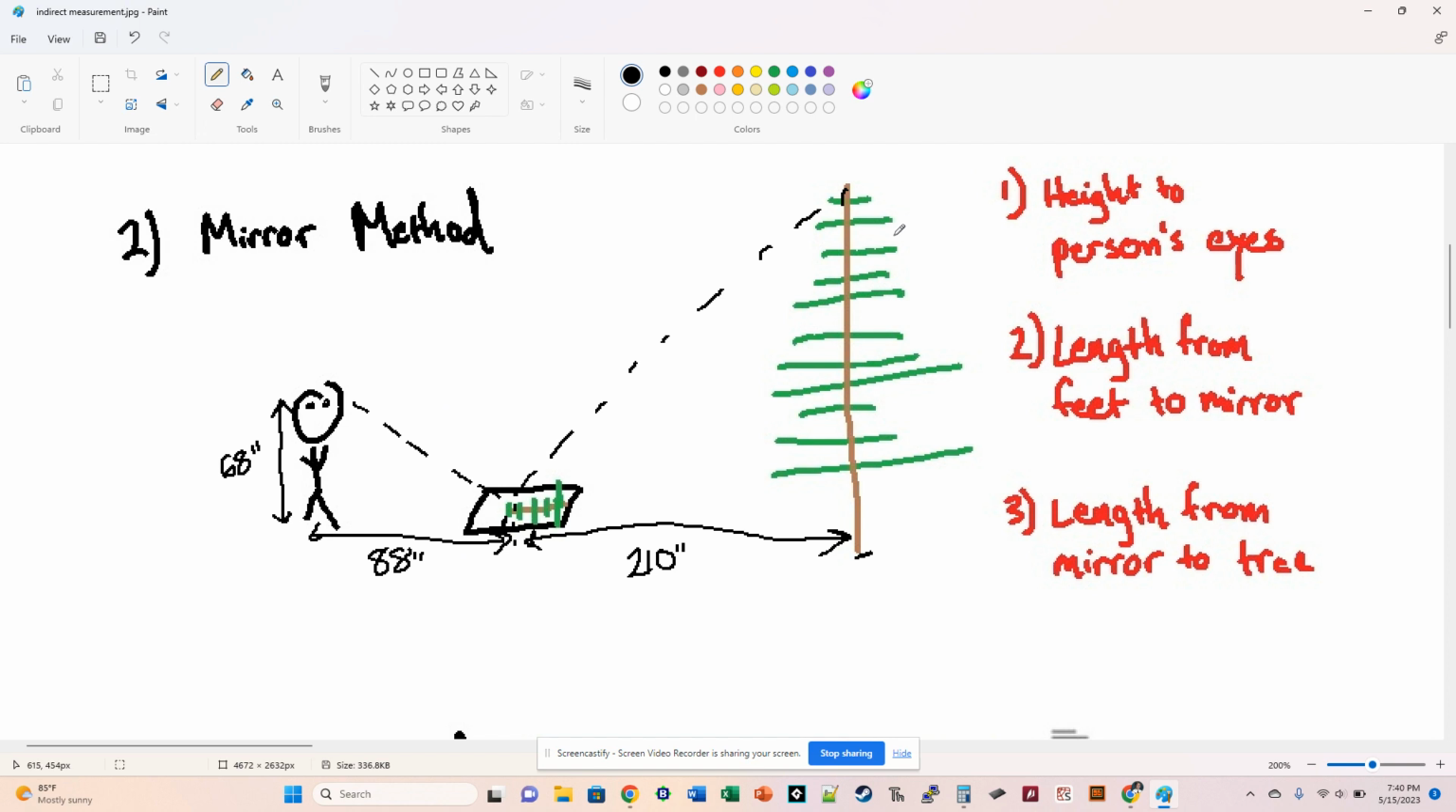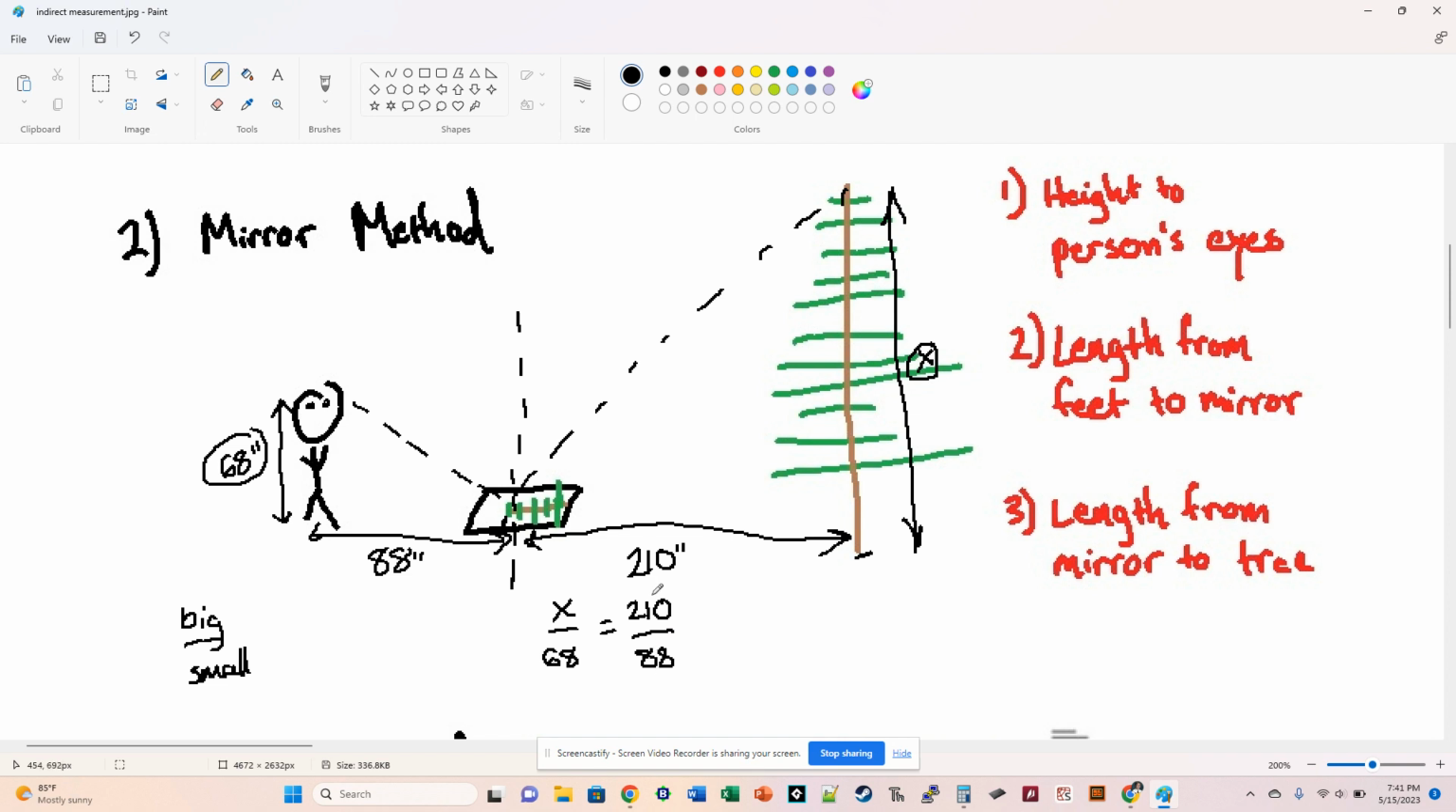Once again, we're going to make some ratios and find the height of this triangle or tree. We'll call it x. In this case, x corresponds with the person's height. This would be a reflected and dilated triangle. So I'm going to write x over 68 because that's its matching side. And again, I'm going to do a big over small ratio of these two triangles. So I'm going to go 210 over 88 because those are the corresponding sides.